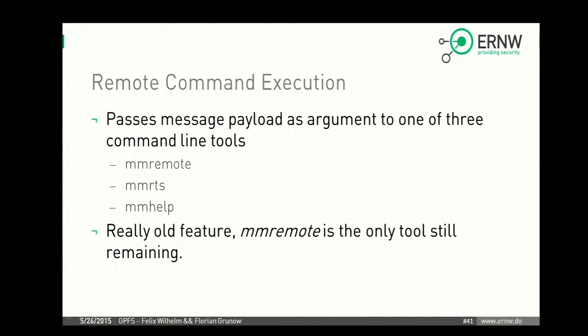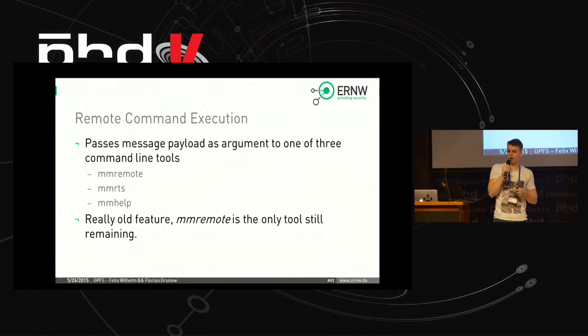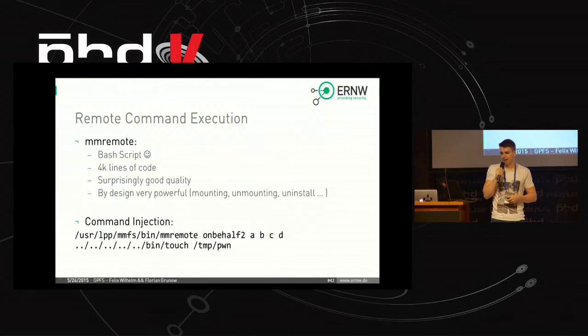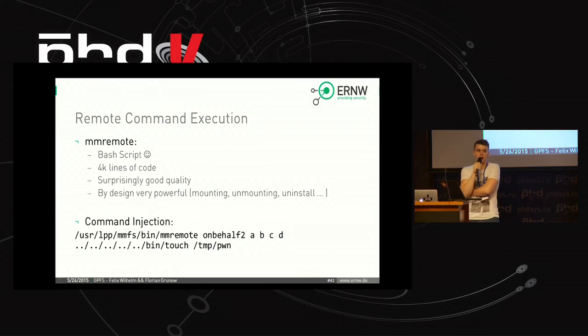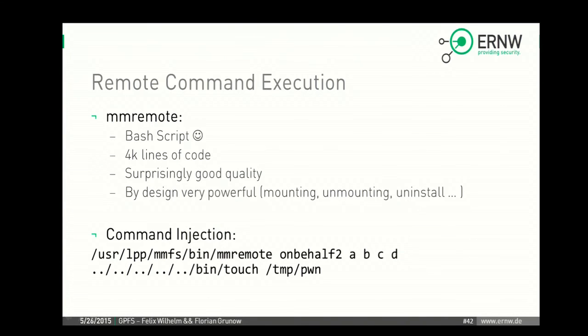They're called remote, rts, and help. And what's interesting for our system, only remote actually exists on the file system. So this functionality is so old, most of it doesn't even work anymore. Now if you find a command injection in the remote binary, then you have completely remote code execution. And if you look at the file, you actually see it's not a binary, it's a bash script.